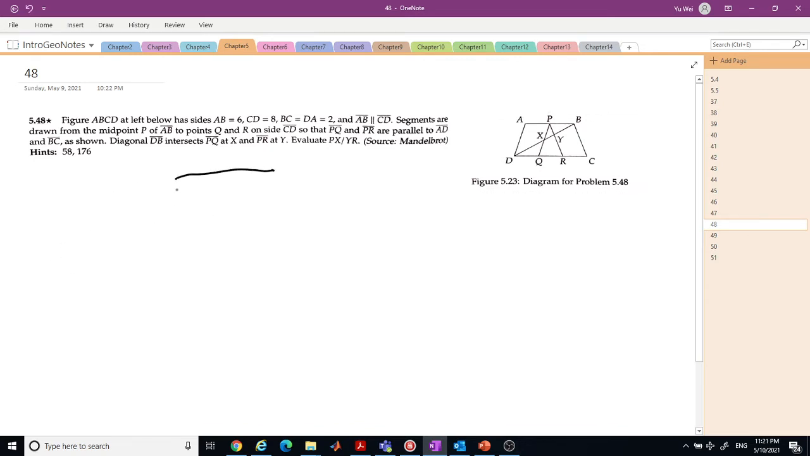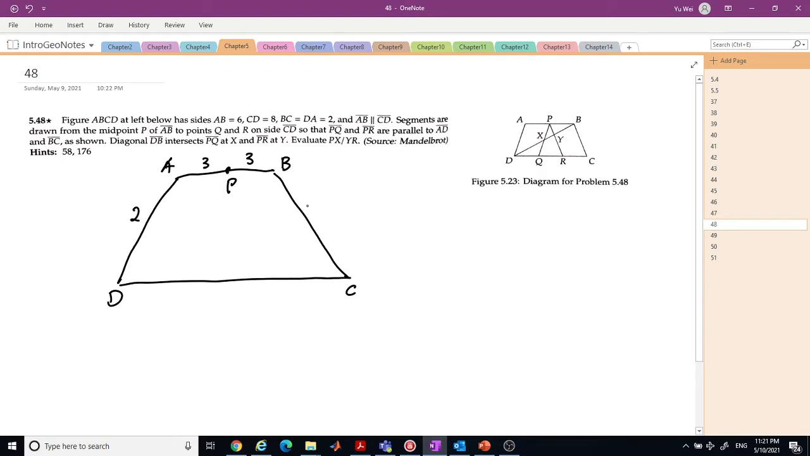Yeah, this is very simple. It's A, B, C, D. Okay, and they mentioned P is the midpoint. The AB is 6, so cutting into 3 and 3. The CD is 8, and B, C, and D is 2 and 2.